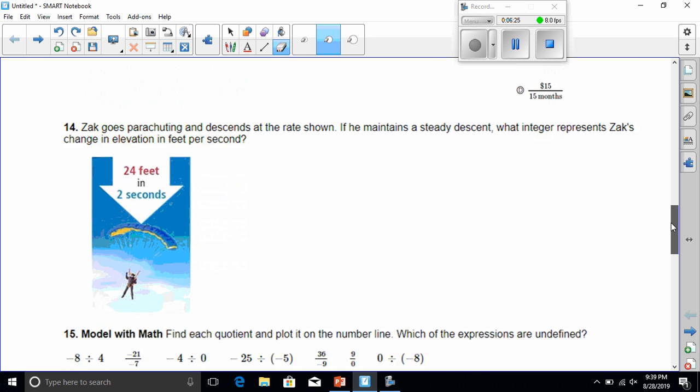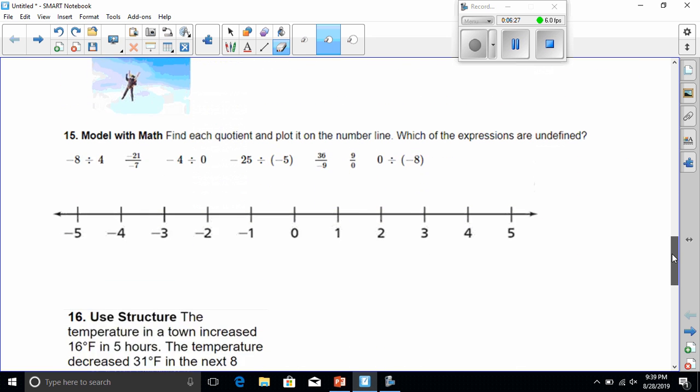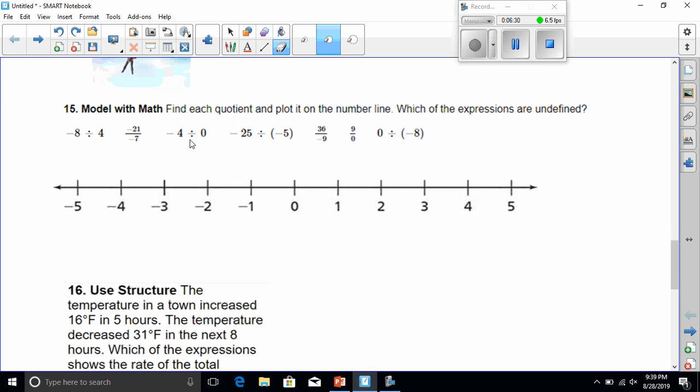Well, you guys have to do number 14, and that leaves number 15 for me. Model with math. Find each quotient and plot it on the number line. Which of these expressions are undefined? All right, we got negative 8 divided by 4. Negative 8 divided by 4 is going to be negative 2, right? Because 8 divided by 4 is 2, and a negative divided by a positive is a negative number. So that means that's going to be right here with negative 2.